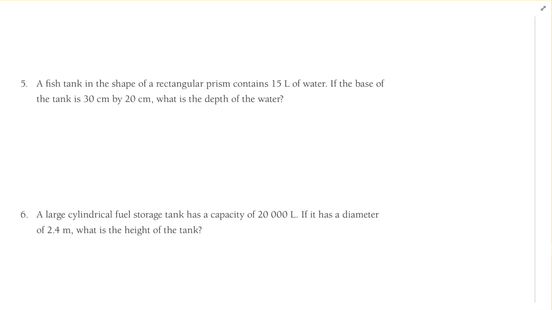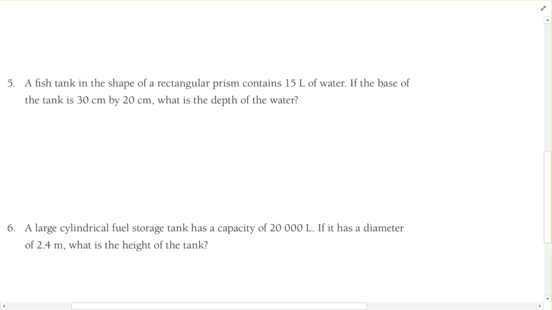Okay, so for 5, it says a fish tank in the shape of a rectangular prism. So like the ones we've been drawing, right? Something like that. Contains 15 liters. That's capacity, right? We'd like that to be in centimeters cubed for our equation. So let's change it now. All you need to do is move the decimal place or multiply by 1,000. So this is going to be 15,000 centimeters cubed.